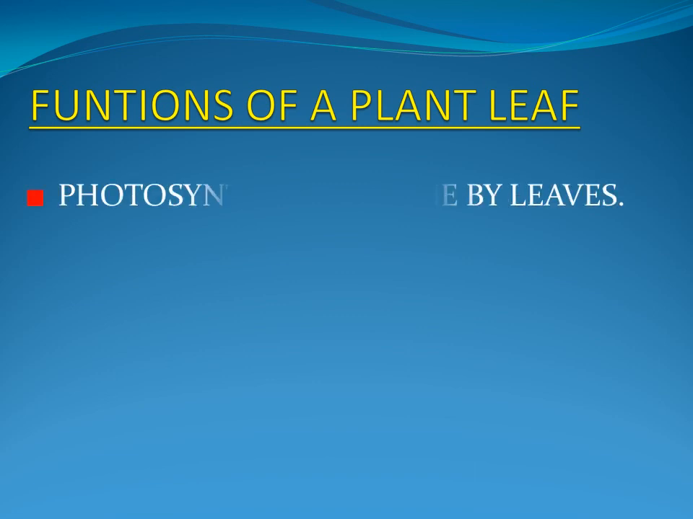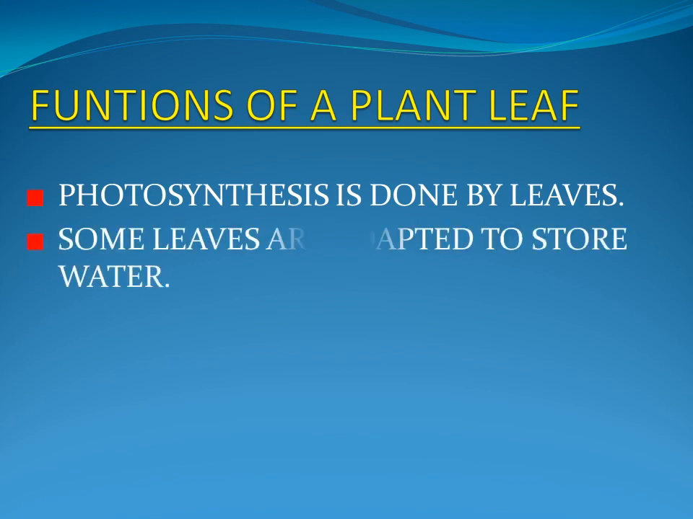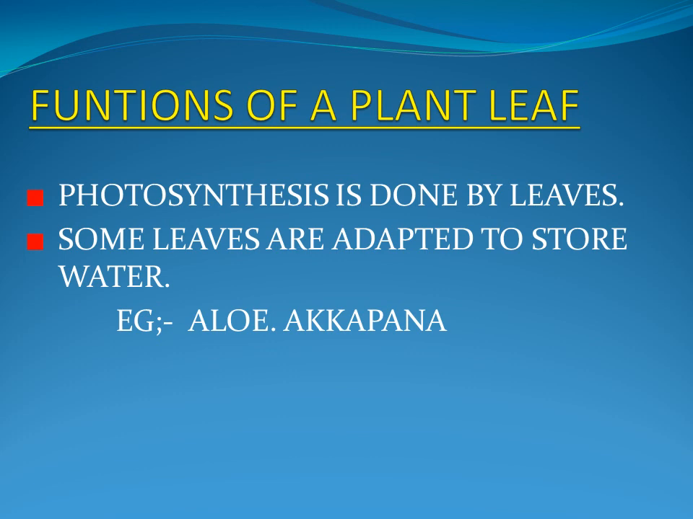So the function of a plant leaf is photosynthesis, which is done by a leaf. Some leaves are adapted to store water, for example aloe vera and kapana. All of you know that photosynthesis is carried out by a leaf, and through photosynthesis the plant produces fruits and leaves. So some leaves are adapted to store water, like aloe vera and kapana.